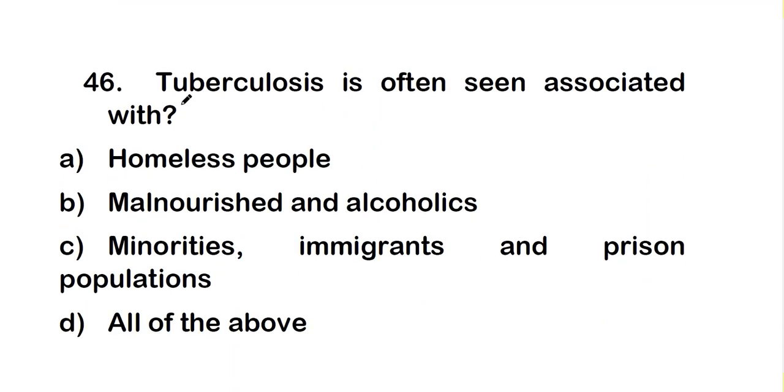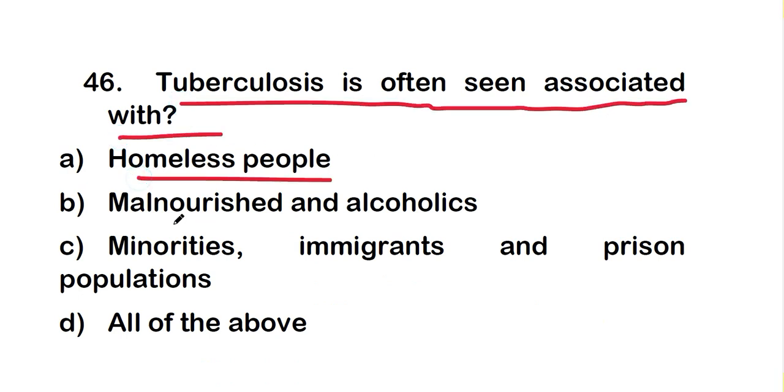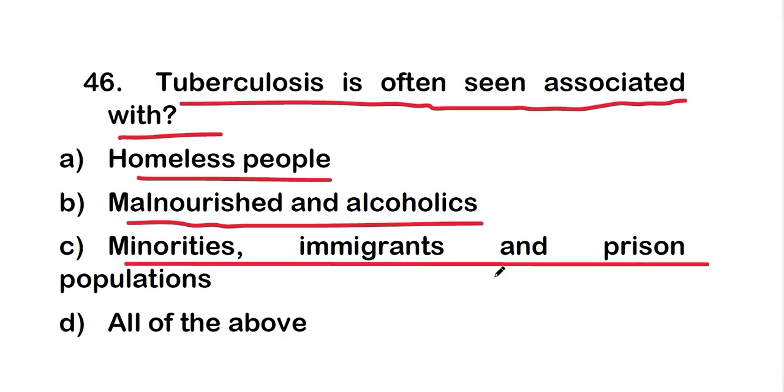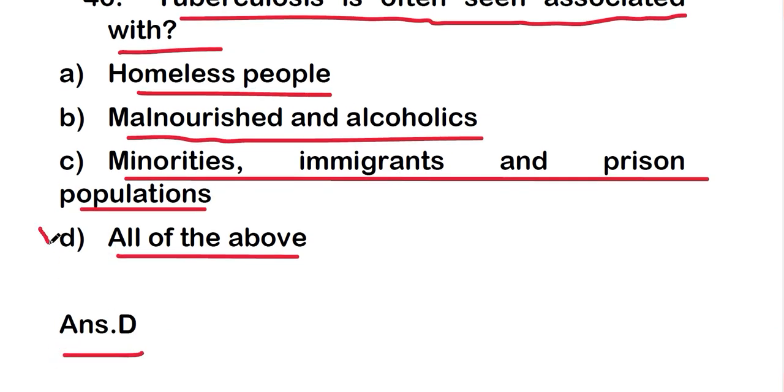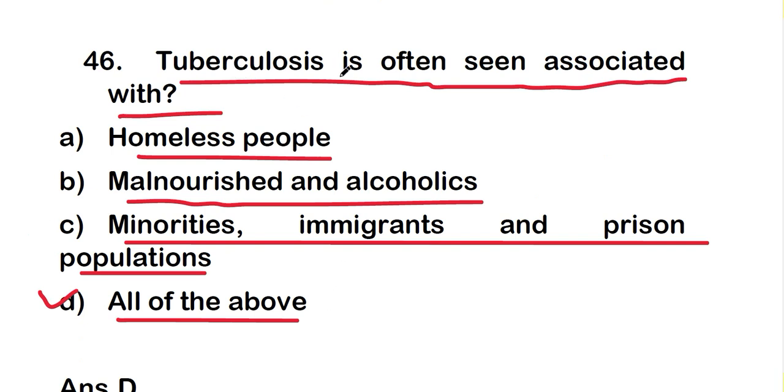So move on to number 46: tuberculosis is often seen associated with homeless people, malnourished and alcoholics, or option C minorities, immigrants and prison populations, or all of the above, and the right one is option D, all of the above. All of these are correct about tuberculosis, which is often associated with homeless people, malnourished and alcoholics, and with minorities, immigrants and prison populations.